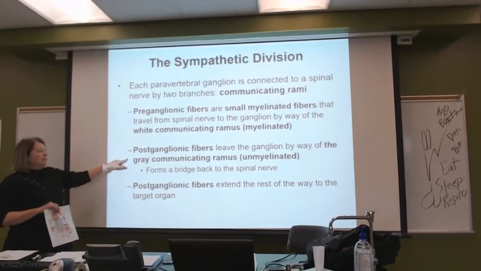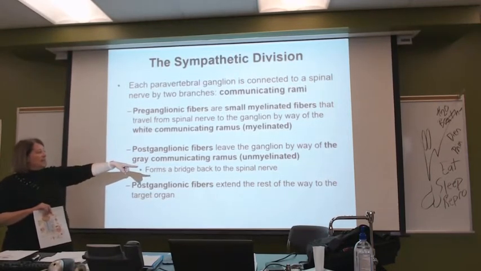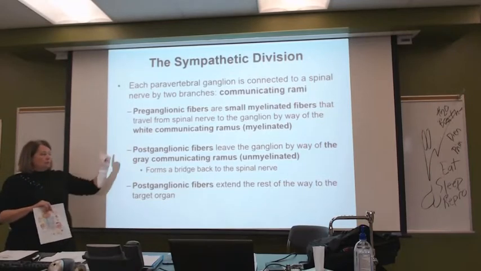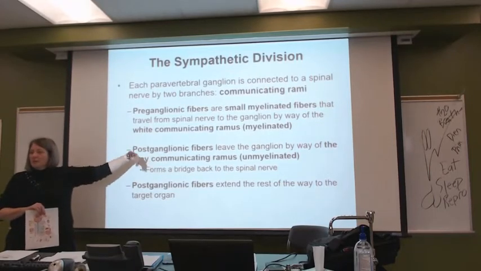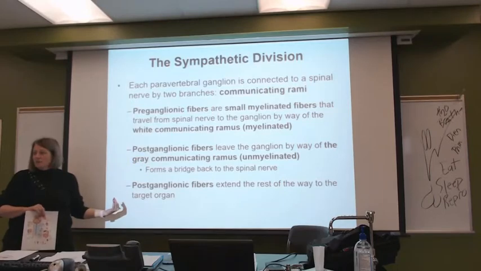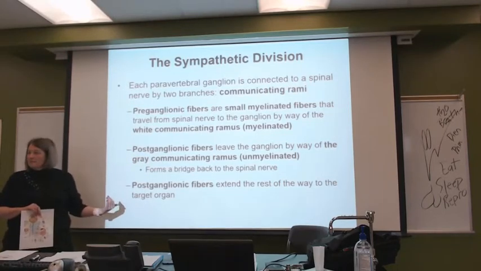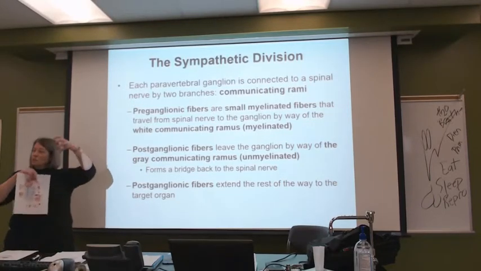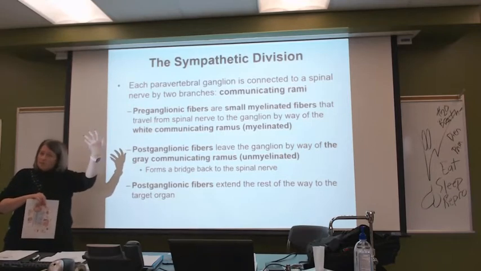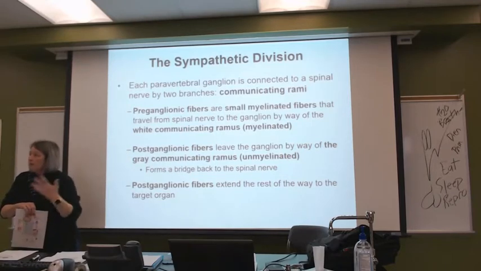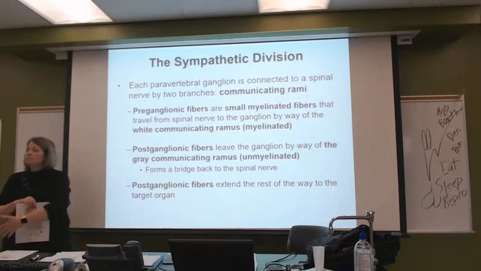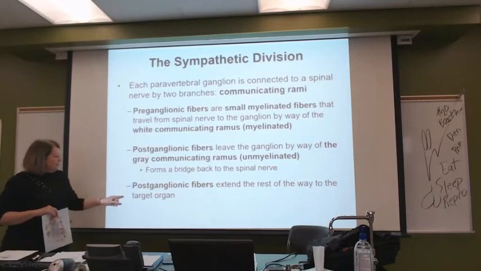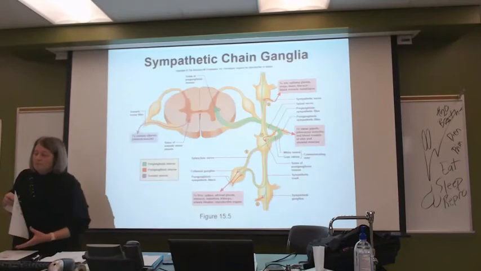The postganglionic fiber leaves the ganglion by way of the one that's gray, because they're unmyelinated fibers. Does that make sense? So we're just going to have these little projections. One's going to be turned white, one's going to be turned gray. Myelin, no myelin. Pre, post. And then we make it to our target organ.